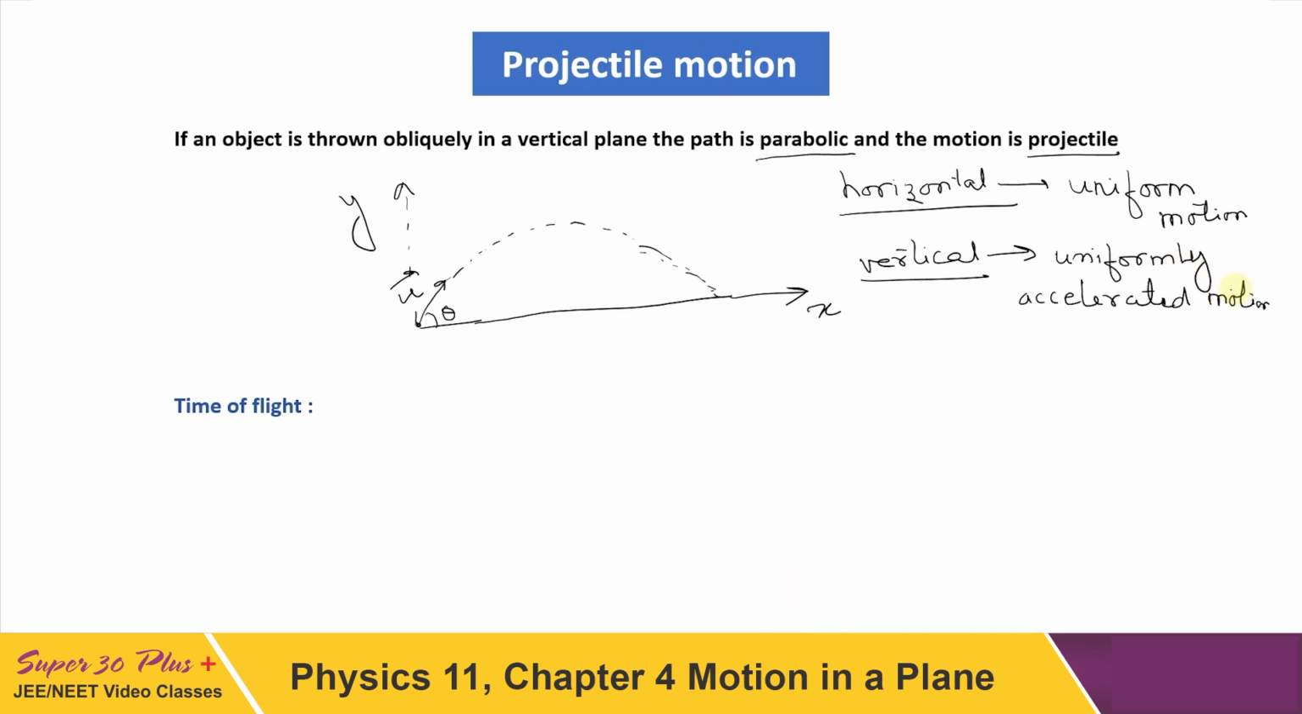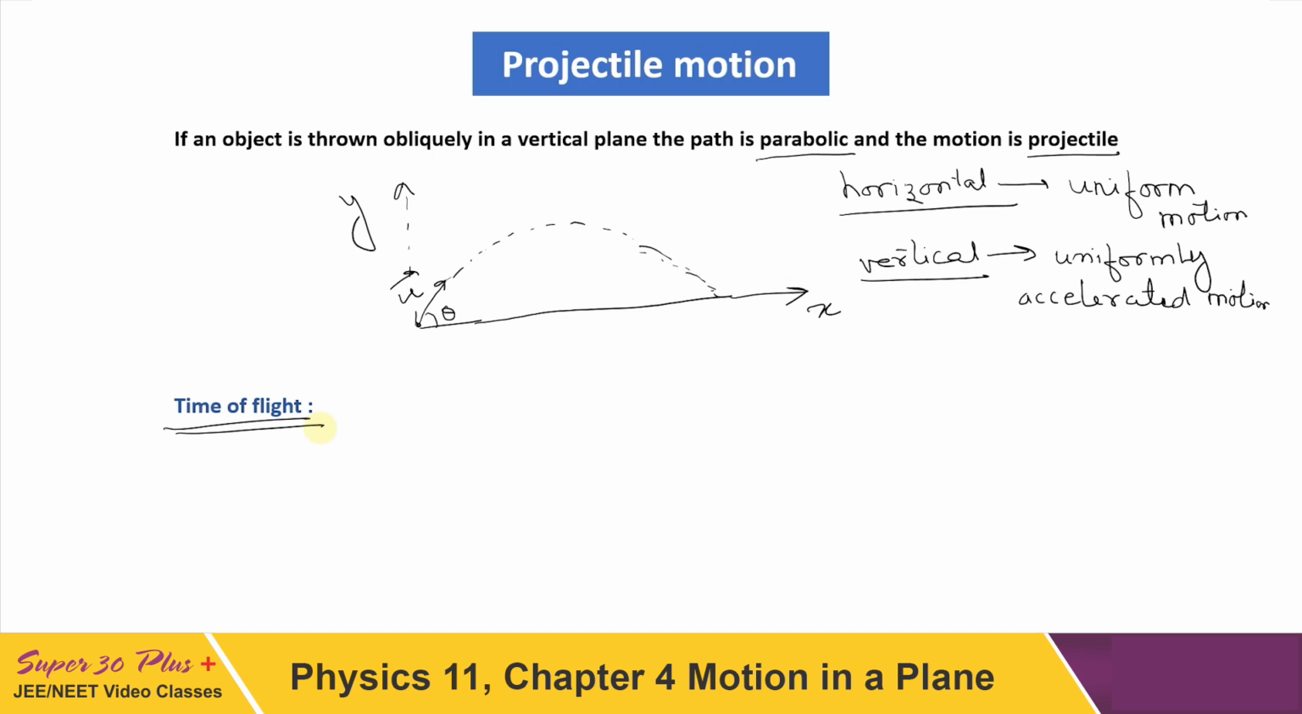Let us first start with the terminology used in projectile motion. The first term is time of flight. Now what is time of flight? Time of flight is the whole time a projectile takes to complete its journey.